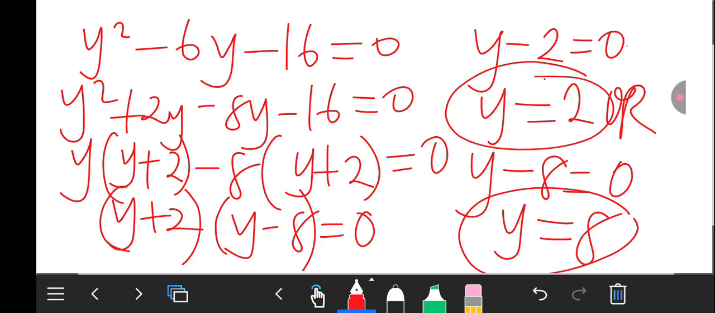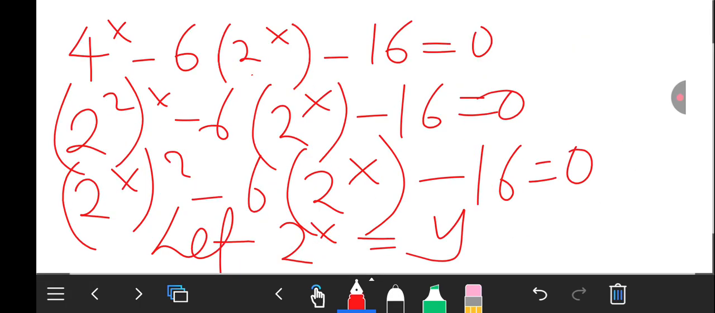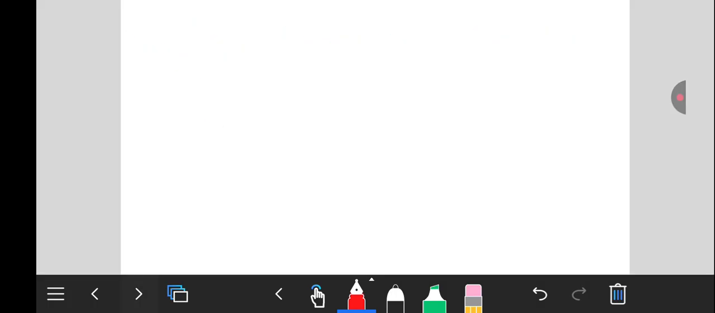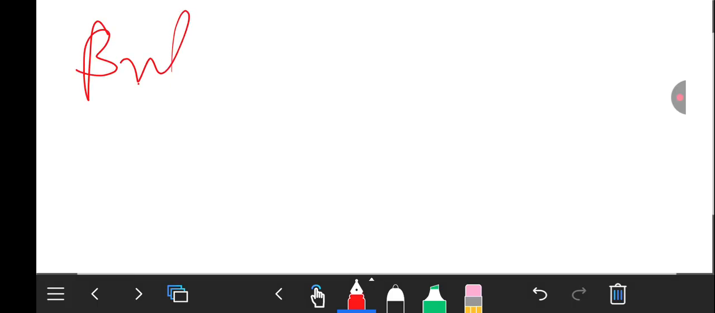Remember we said let 2 to the power x be equal to y. So how are we going to do it? This is what we are going to do. We're going to say but 2 to the power x was equal to y. So we're going to say 2 to the power x.